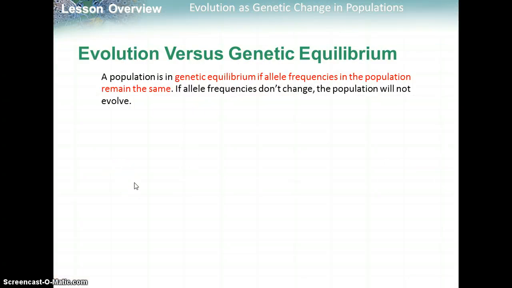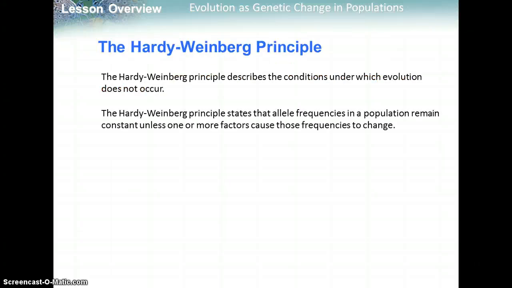Okay, evolution versus genetic equilibrium. A population is in genetic equilibrium if allele frequencies in the population remain the same. If allele frequencies don't change, then the population won't evolve, because again, evolution is a change over time. There's something called the Hardy-Weinberg principle. The Hardy-Weinberg principle describes the conditions under which evolution does not occur. It states that allele frequencies in a population remain constant unless one or more factors cause those frequencies to change. So we're going to go through those principles right now.